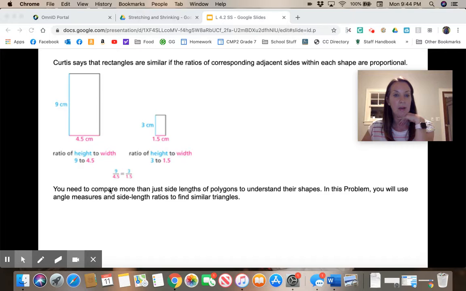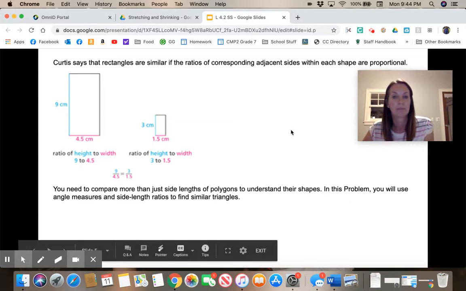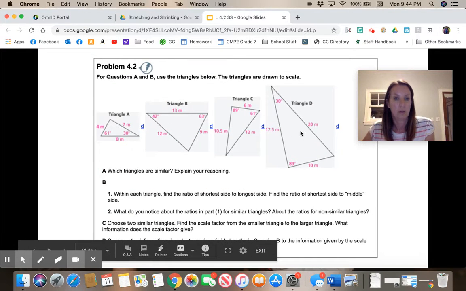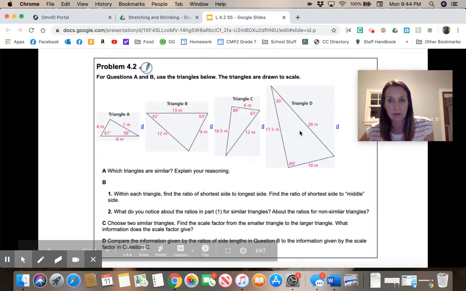You need to compare more than just side lengths of polygons to understand their shapes. In this problem, you will use angle measures and side length ratios to find similar triangles. So it does appear that we are doing triangles, not parallelograms today. The difference between yesterday's lesson and today's lesson is that you will have to compare, in addition to the side lengths, the angles, and make sure you're looking at the corresponding angles. So are you looking at the correct angle that goes with the one on the shape you're comparing it with?